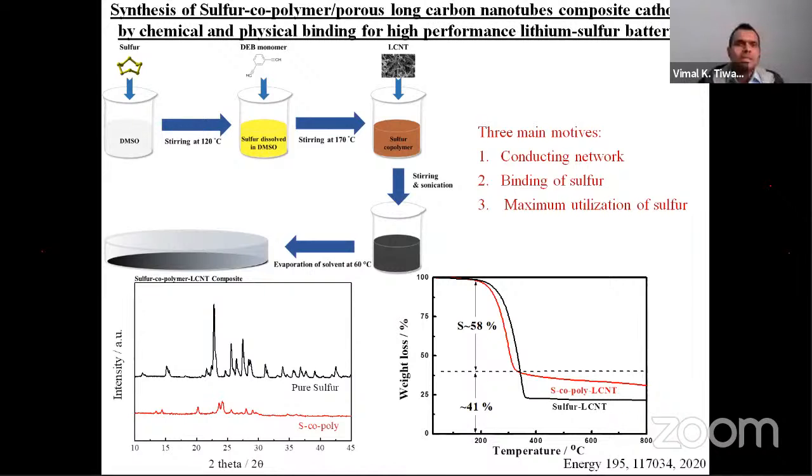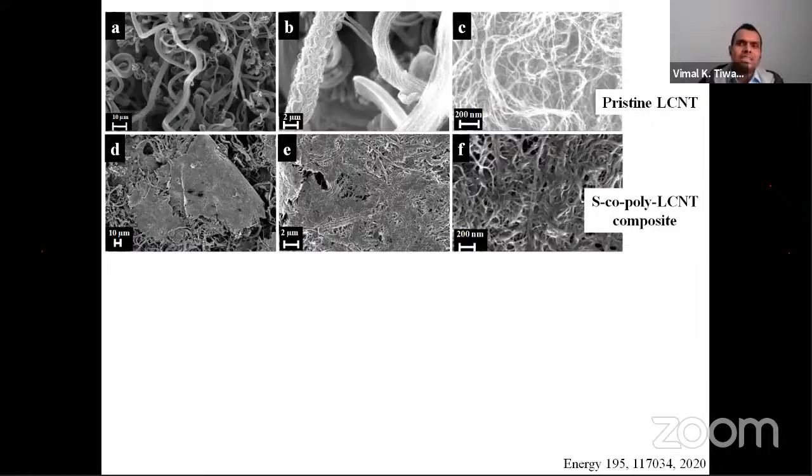This is the SEM image of the long CNT and composite. Figures A, B, and C are the SEM images of the pure long CNT. You can see that there is a very long chain CNT network, and it's porous. Due to the interconnection, the conductivity is very high, and surface area and porosity are also very high. I mixed the sulfur copolymer with this conducting CNT, and in figures D, E, and F, we can see the absorption of sulfur copolymer with this long CNT is very nice, homogeneous, and there is no isolated sulfur copolymer. So with this solution method, mixing is very good.